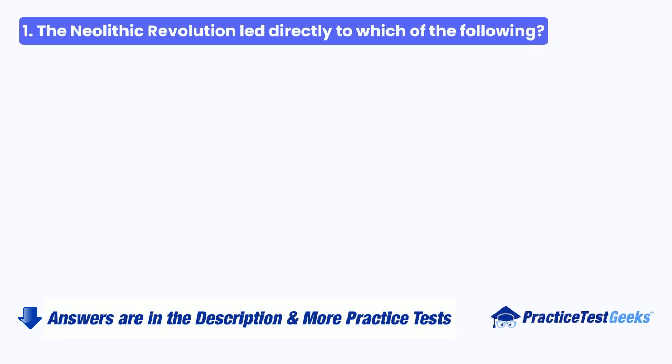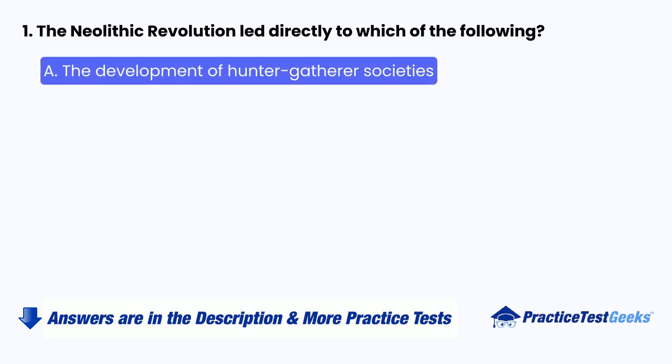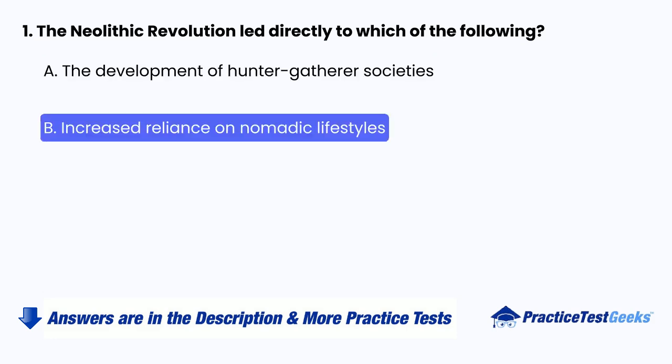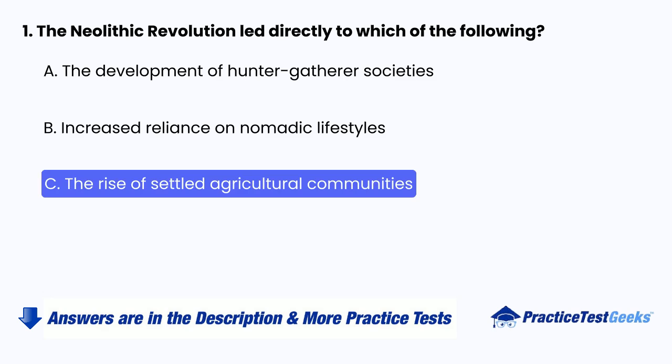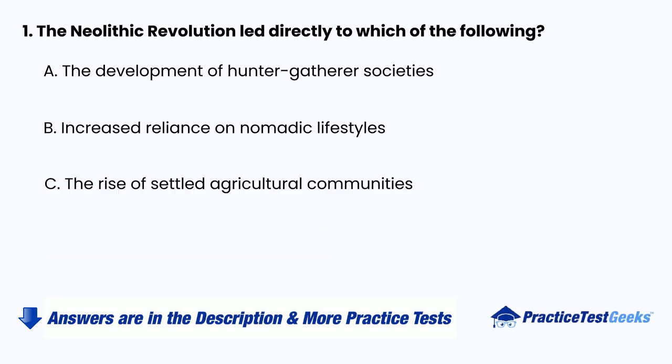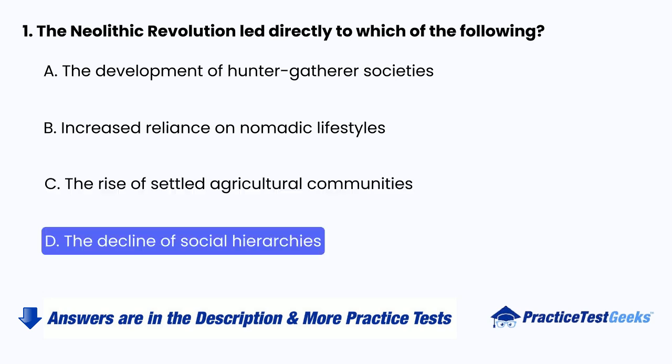1. The Neolithic Revolution led directly to which of the following? A. The development of hunter-gatherer societies. B. Increased reliance on nomadic lifestyles. C. The rise of settled agricultural communities. D. The decline of social hierarchies.